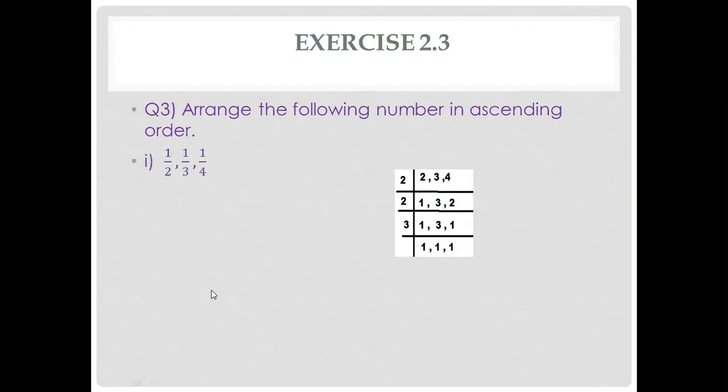In question number 3, you are given 1 over 2, 1 over 3 and 1 over 4. So the first step, what will we do? We take the LCM of the denominators 2, 3 and 4.